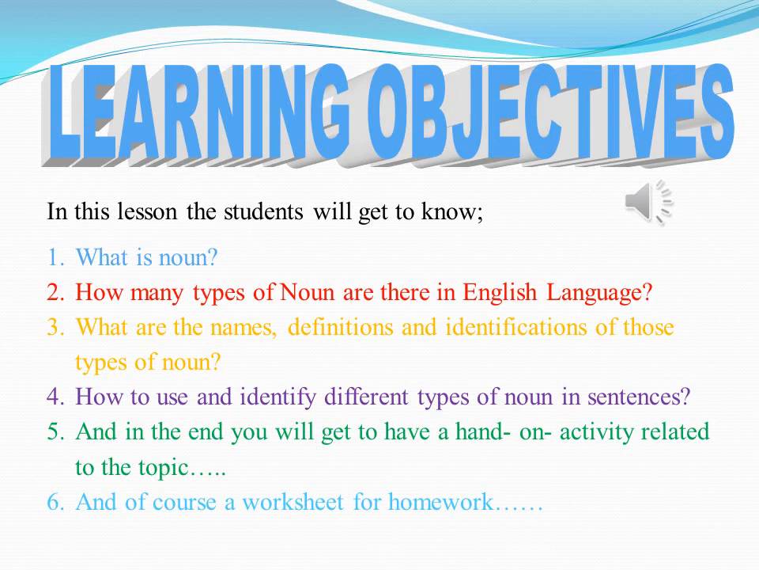In this lesson you will get to know: 1. What is noun? 2. How many types of noun are there in English language? 3. What are the names, definitions and identifications of those types of noun? 4. How to use and identify different types of noun in sentences. 5. And in the end you will get to have a hands-on activity related to the topic. 6. And of course a worksheet for homework.